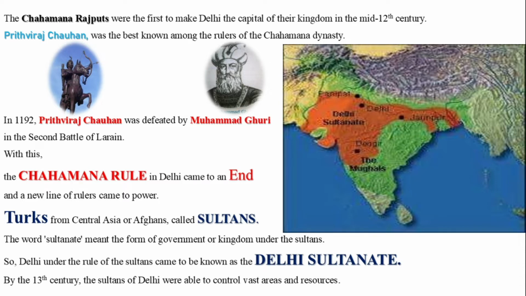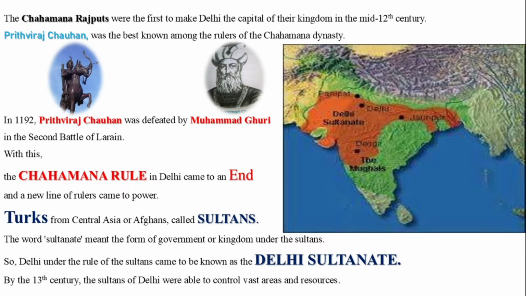rulers came to power, that is the Turks, who came from Central Asia or Afghanistan, called sultans. The word sultanate means the form of government or kingdoms under the sultans. So Delhi under the rule of sultans came to be known as the Delhi Sultanate.